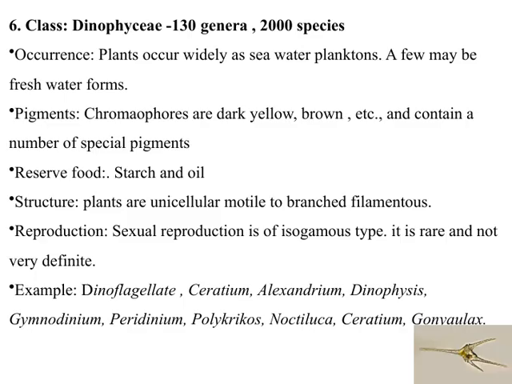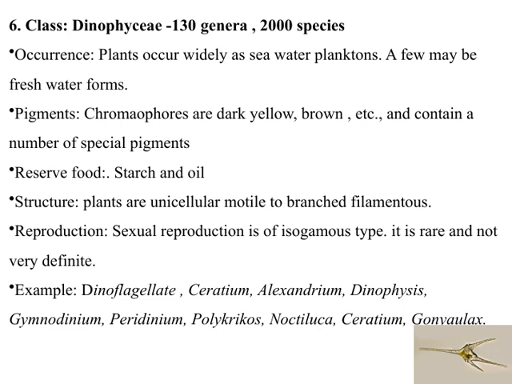Let's take a closer look at the class Dinophyceae, which includes around 130 genera and approximately 2,000 species. These plants are quite widespread, primarily occurring as plankton in seawater, although a few can be found in freshwater environments. One of their distinctive features is the presence of chromophores. These are pigments that give them dark yellow, brown, or other colors, and they contain a variety of special pigments that help with processes like photosynthesis.